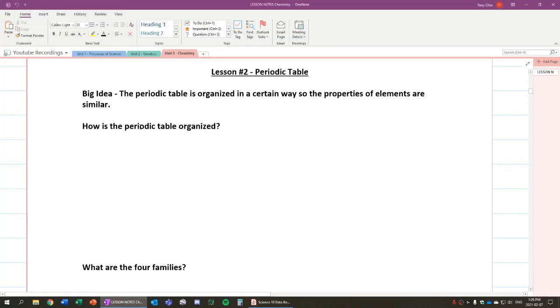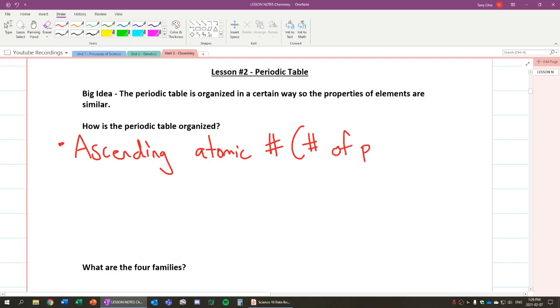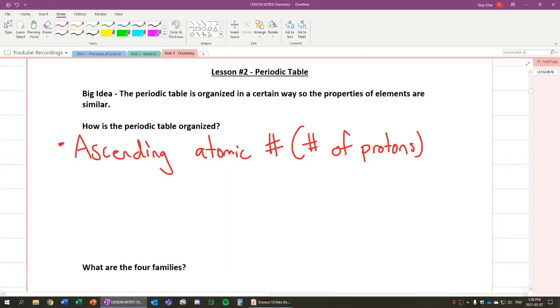So first off, how is the periodic table organized? Well, first of all, the biggest one is that the periodic table is organized by ascending atomic number. Now, we learned from our last lesson that atomic number is the number of protons. So the periodic table is ascending protons. You see hydrogen has atomic number 1. It is going up by 1. So it has a proton of 1. Helium is 2. Lithium 3. Beryllium 4. Boron 5. Carbon 6, and so forth. So that's the first thing you're going to notice.